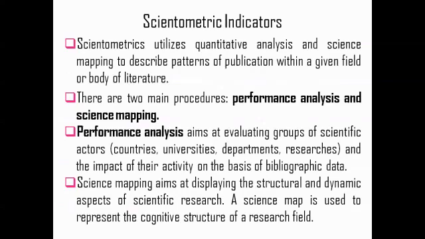And I will go on to scientometric indicators, which are a quantitative analysis in the field of science mapping to describe the patterns of publication within a given field of knowledge or body of literature. There are two main procedures: one is performance analysis and the other is science mapping. Performance analysis aims at evaluating groups of scientific actors like country, university, department, researcher, and the impact of their activity on the basis of bibliographic data.